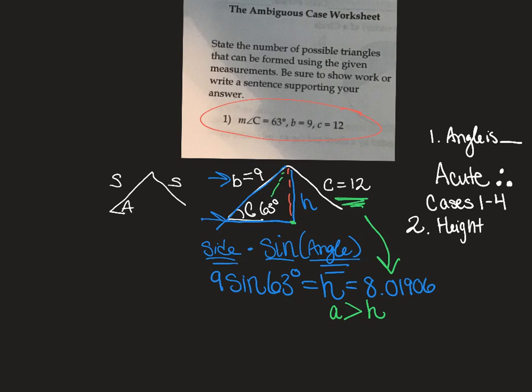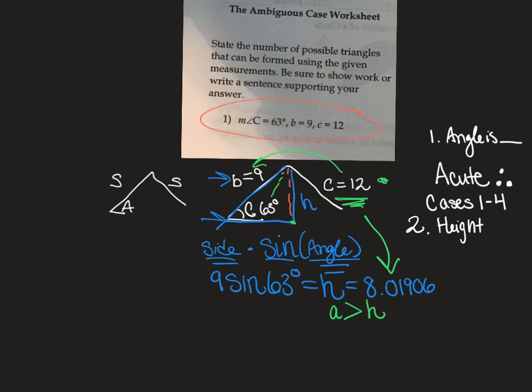But now we need to compare this 12 to the 9, the side B. So right now what I'm looking at is on page 63. Because this swing side over here is bigger than my height, I'm looking at either case 3 or 4. It can't be case 1 because this swing side is not smaller than my height. It doesn't equal my height, so I'm not case 2. So I'm either case 3 or case 4.